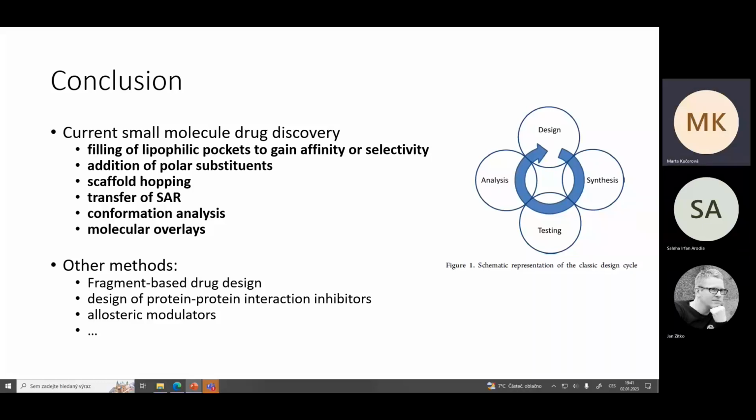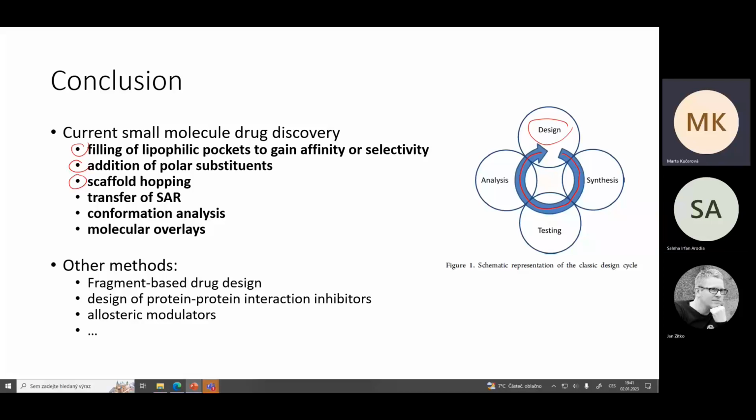And in the design, we always have to synthesize the compounds, test them in real time in the laboratory, analyze, and then we can use again the in silico design. We are able to modify the affinity and selectivity by filling of lipophilic pockets in the binding site of the proteins, adding polar substituents that are essential for binding, for the target interaction, and also for water solubility.